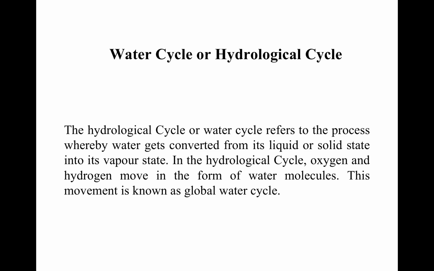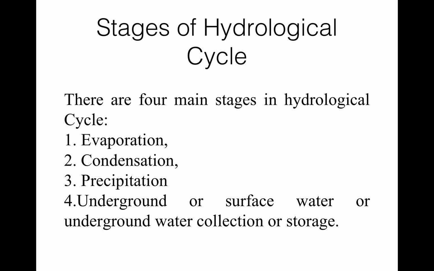and hydrosphere. The hydrological cycle or water cycle refers to the process whereby water gets converted from its liquid or solid state into its vapor state. In the hydrological cycle, oxygen and hydrogen move in the form of water molecules, and this movement is called global water cycle. In hydrological cycle, there are four main stages. They are evaporation, condensation, precipitation, underground or surface water collection or storage. So these are four stages, and I'll explain all four stages one by one.